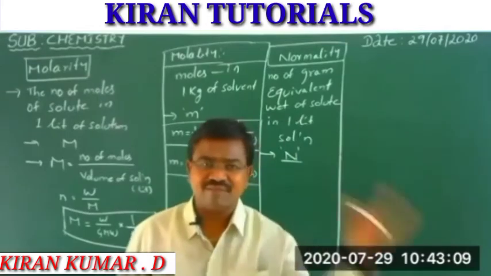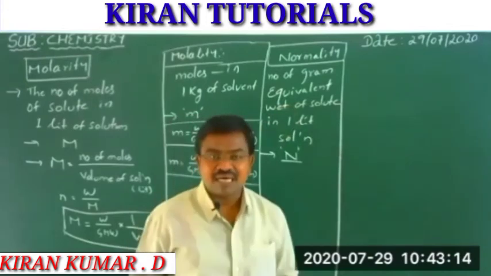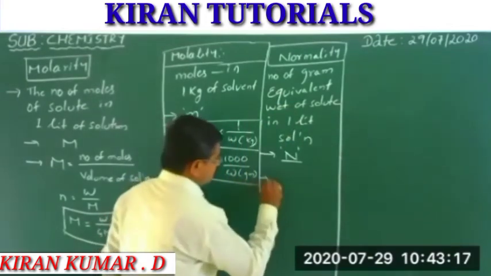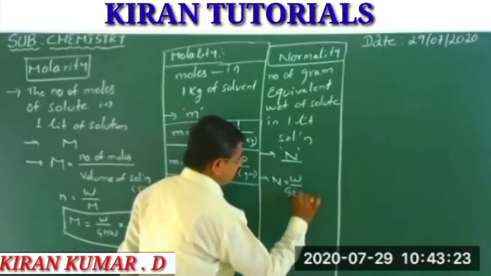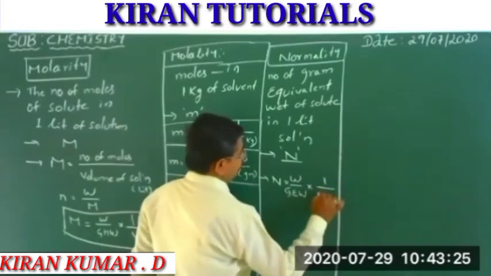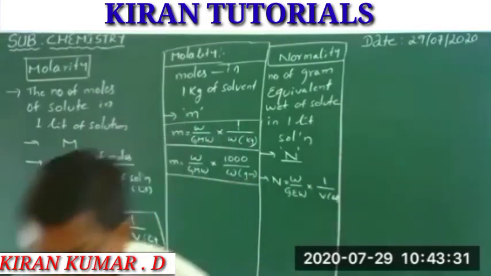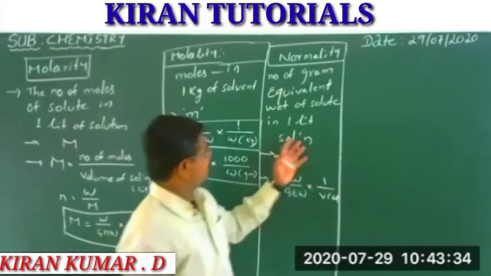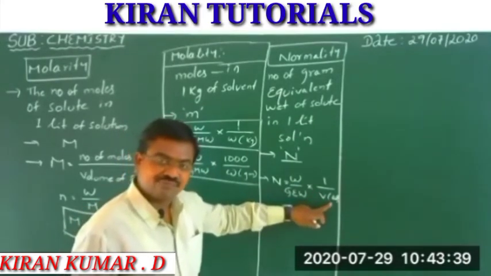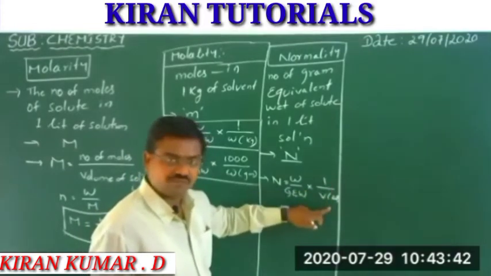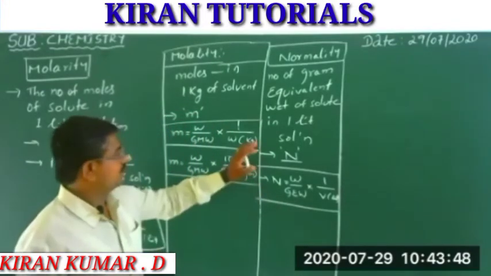Already we discussed this in previous classes in detail. So that is about normality. And what is the formula? N equals weight by gram equivalent weight into 1 by V in liters. Clear? That is the formula to calculate normality. If liters is given, then 1 by V. If ml, then 1000 by V. Know that formula.